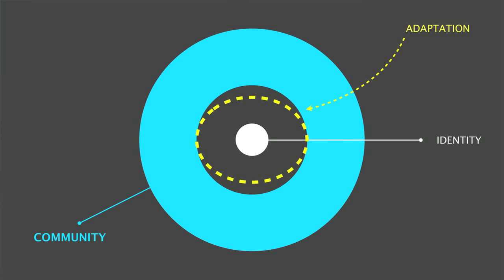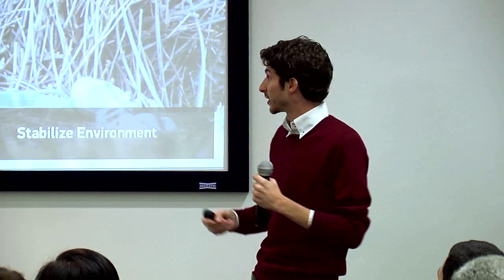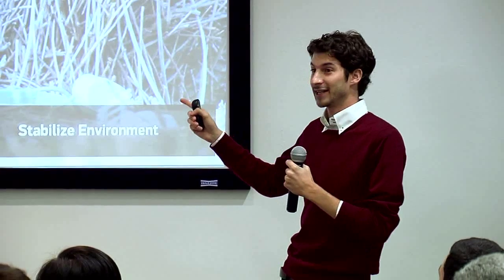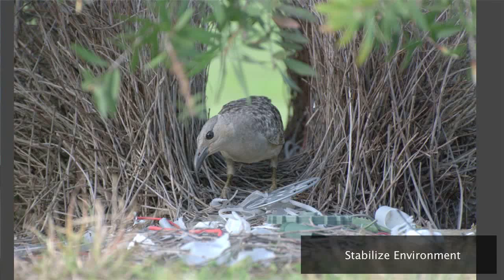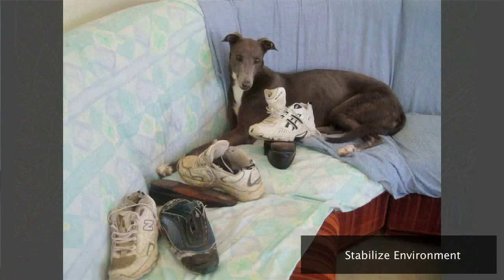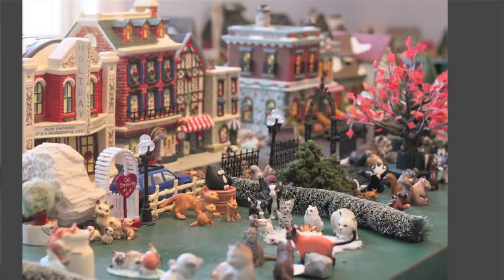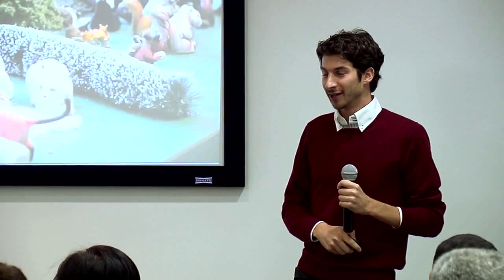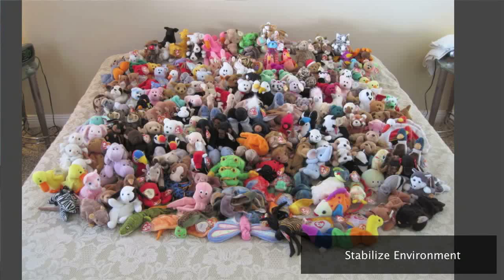We go through a process of adaptation. Again, two steps. One, we can stabilize the environment. So like birds and other animals collect things. They surround themselves with things that they feel comfortable with. Sometimes if you have dogs, you know that they take your toys or your shoes. When I was a little kid, I collected miniature animals in a town. We all do this. It's part of our fundamental chemistry. We collect Beanie Babies, right?